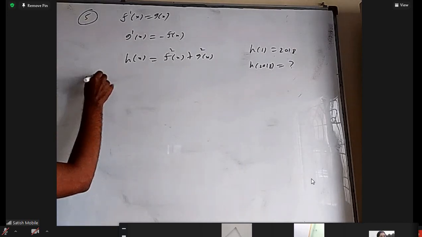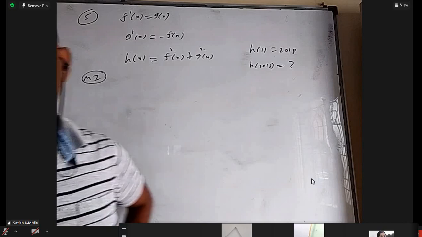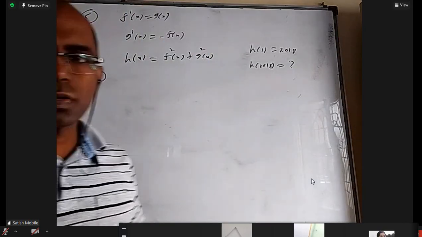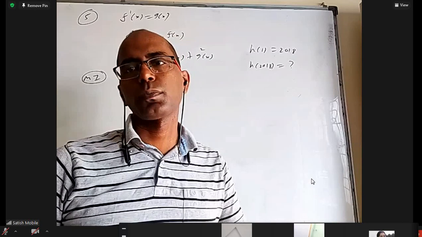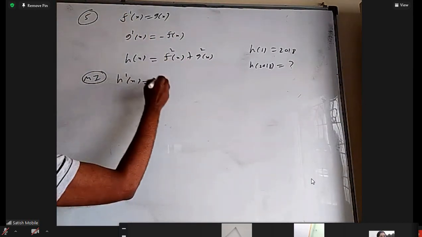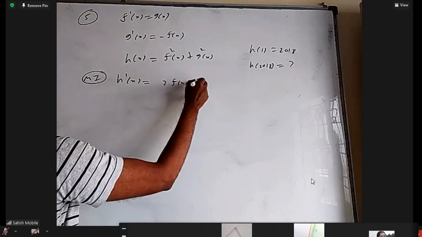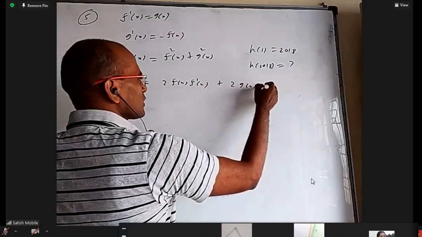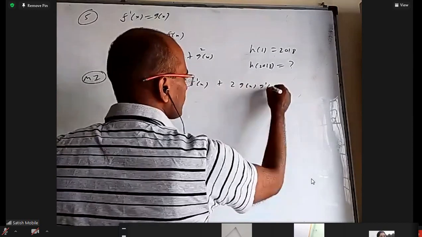Method 1. Basically, I want to prove h(x) is a constant function. How to prove something is constant? One of the ways is to find the derivative and prove it is 0. What is h'(x)? The derivative of f²(x) is 2 f(x) f'(x). The derivative of g²(x) is 2 g(x) g'(x).